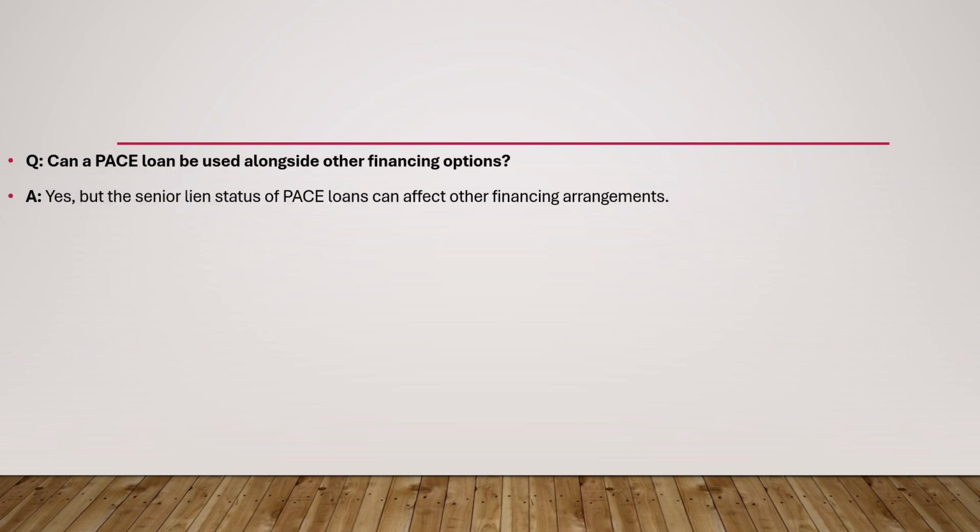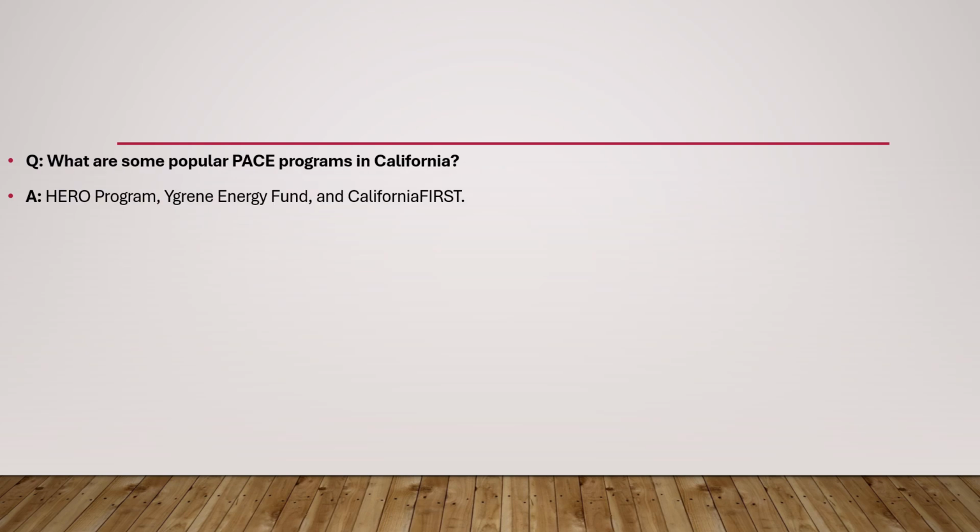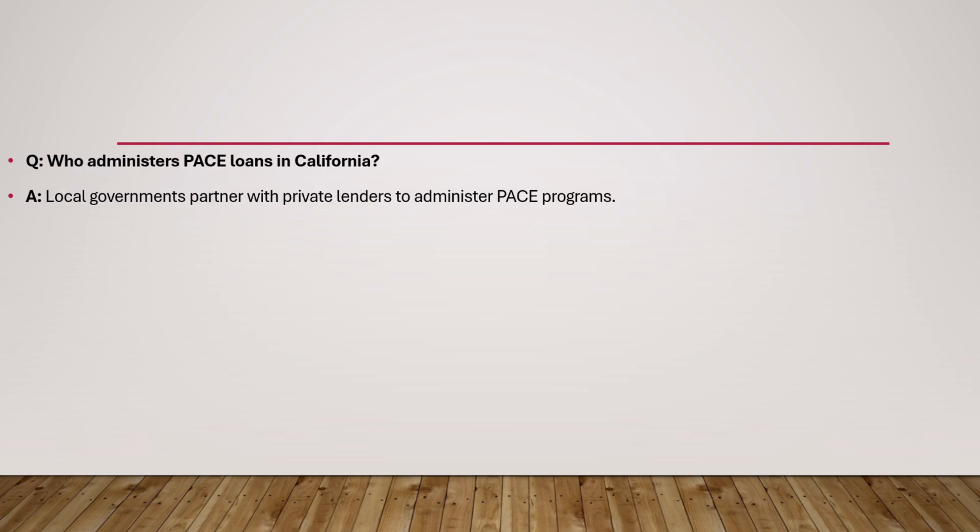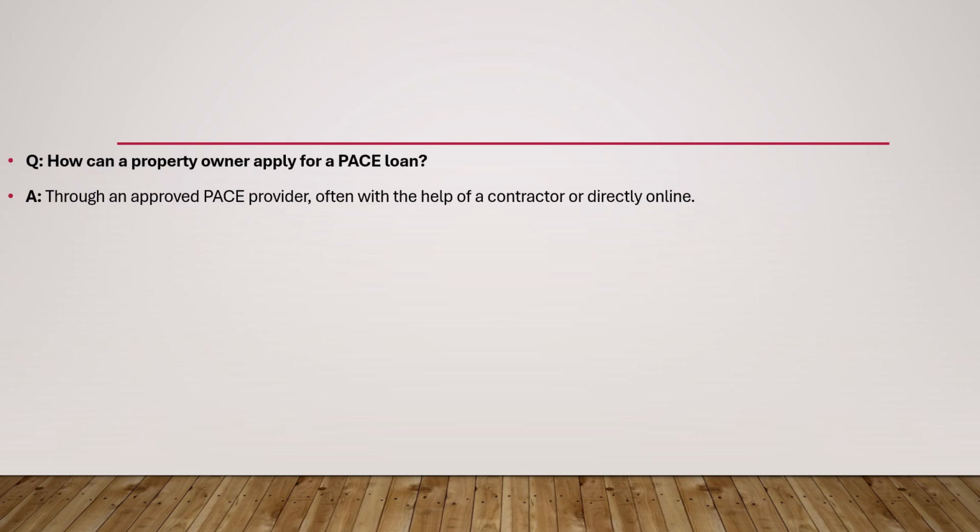Can a PACE loan be used alongside other financing options? Yes, but the senior lien status of PACE loans can affect other financing arrangements. What are some popular PACE programs in California? HERO Program, Y Green Energy Fund, and California First. Who administers PACE loans in California? Local governments partner with private lenders to administer PACE programs. How can a property owner apply for a PACE loan? Through an approved PACE provider, often with the help of a contractor or directly online.